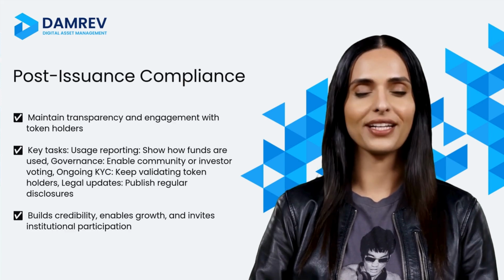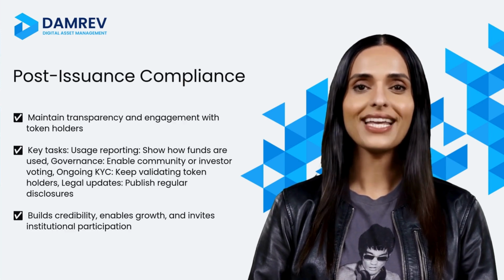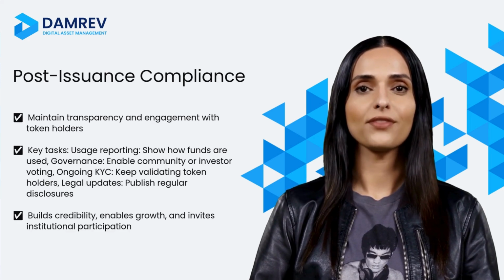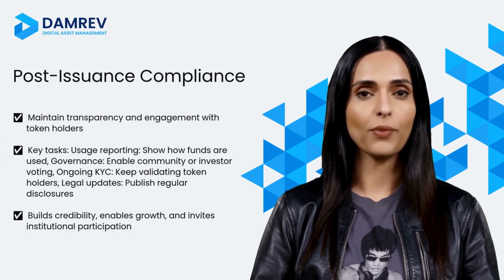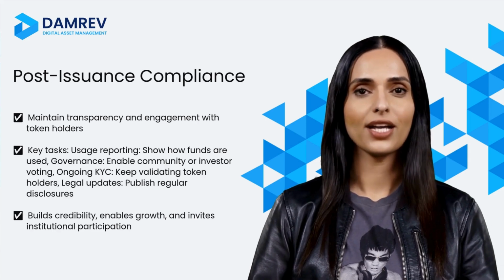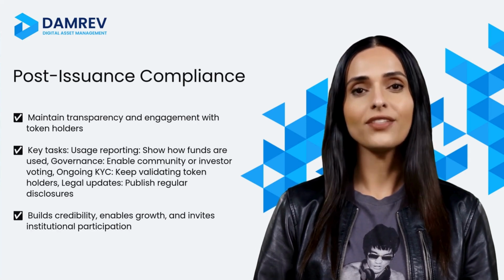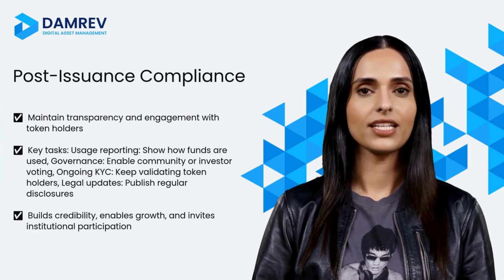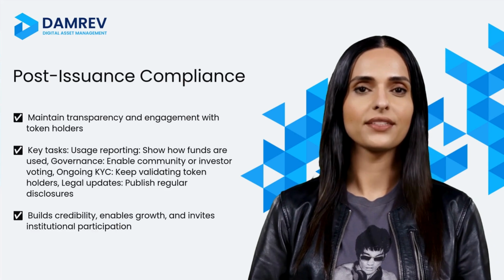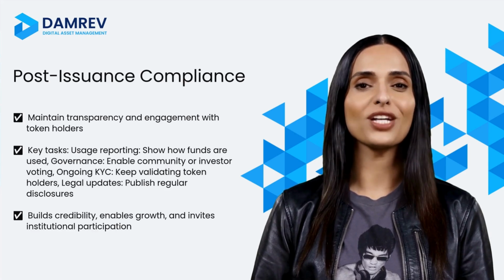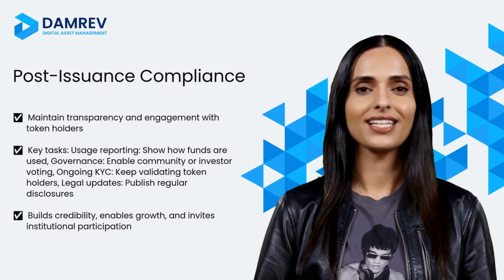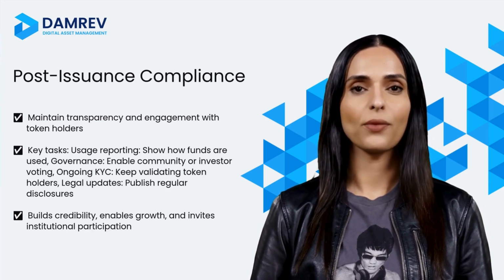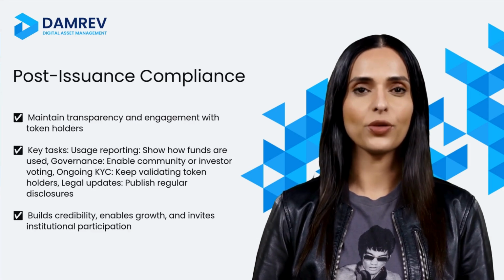Once the tokens are distributed, your work isn't done. In fact, a new phase begins, post-issuance compliance. You now need to report on usage, show how funds are used, how assets are performing, and whether returns are being generated. Enable governance. If token holders have voting rights, facilitate those through smart contract mechanisms. Ensure ongoing KYC. For secondary trading, you must continue verifying holders. Update legal disclosures. Just like listed companies file reports, your tokenized asset may need regular updates. This ongoing transparency builds trust and can open doors to future capital, partnerships, and liquidity events.